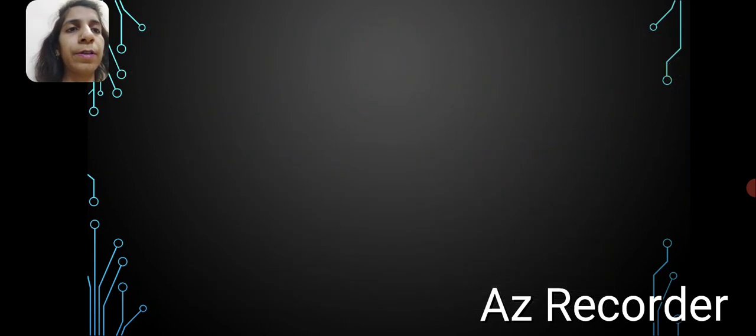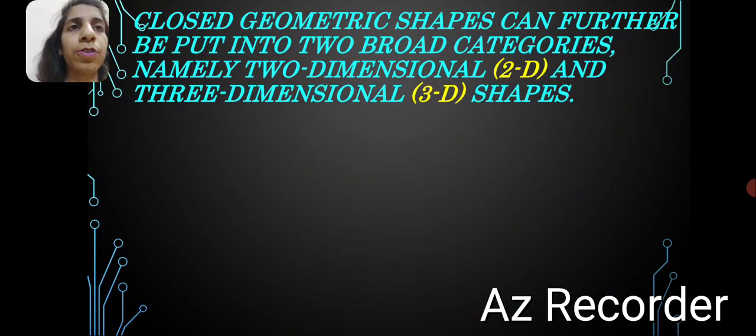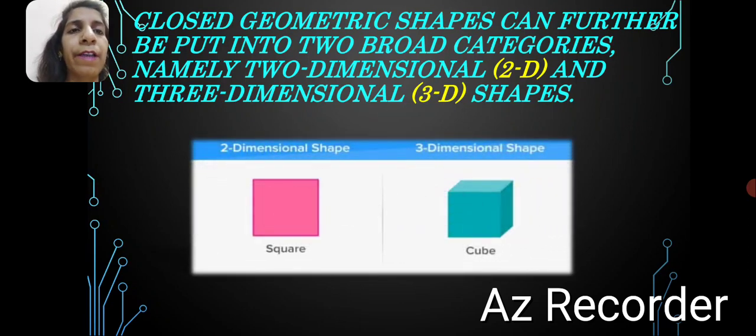Let's move further. Closed geometric shapes can further be put into two broad categories, namely two-dimensional and three-dimensional shapes. In short, 2D shapes and 3D shapes. Here examples are given. Square is an example of a two-dimensional shape, and cube is an example of a three-dimensional shape.